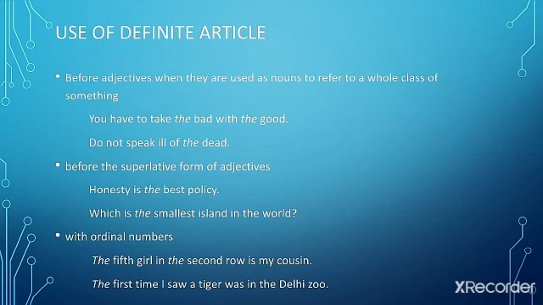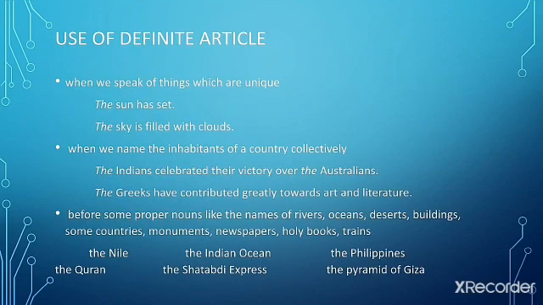Also before the superlative forms of adjectives. Example, honesty is the best policy. And which is the smallest island in the world? Next, also with ordinal numbers. Example, the fifth girl in the second row is my cousin. The first time I saw a tiger was in the Delhi Zoo. Also, when we speak of things which are unique, example, the sun has set, the sky is filled with clouds.